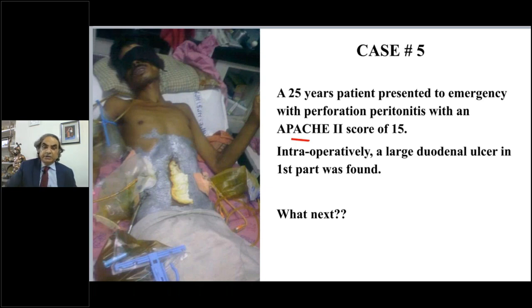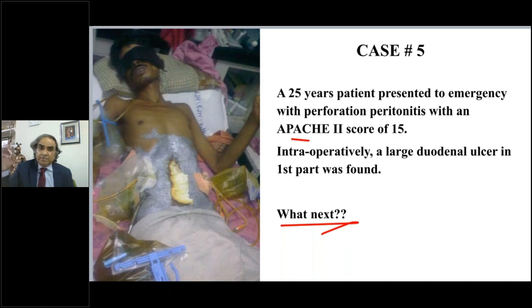We cannot be putting an omental patch, or we cannot be doing a standard Fontana patch. A Fontana patch is where we use the falciform ligament to cover it. We can use a serosal patch to cover it, but in a giant duodenal ulcer, we need to do something different. And the options are many. These options together are called duodenal diverticulization procedures.